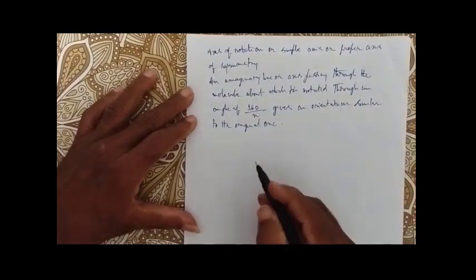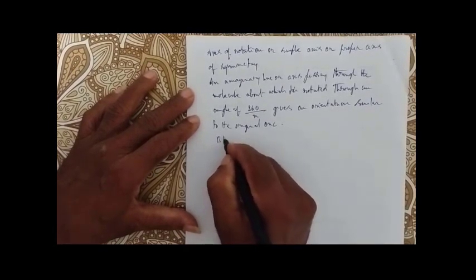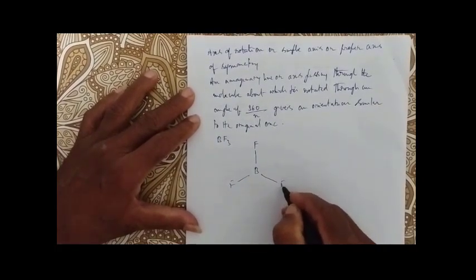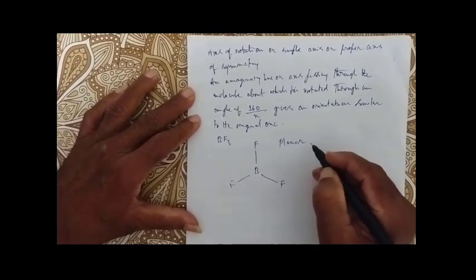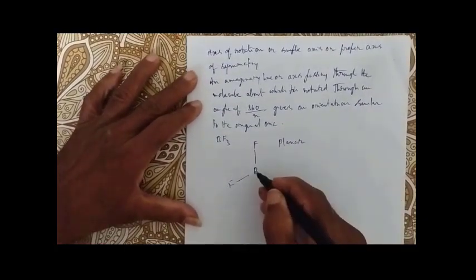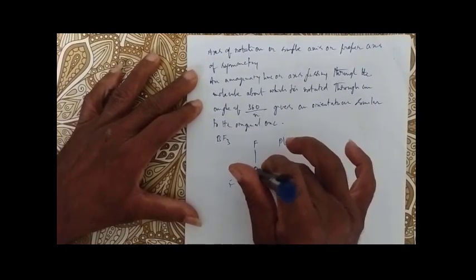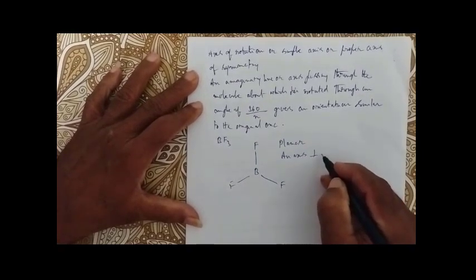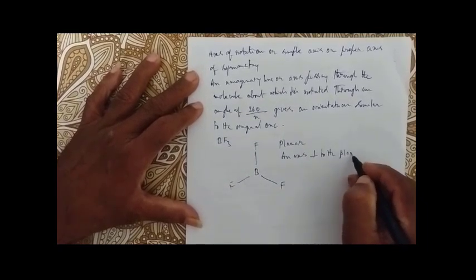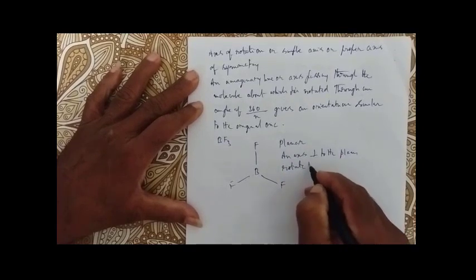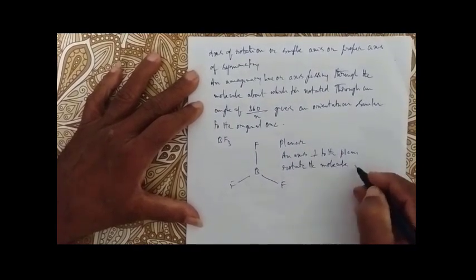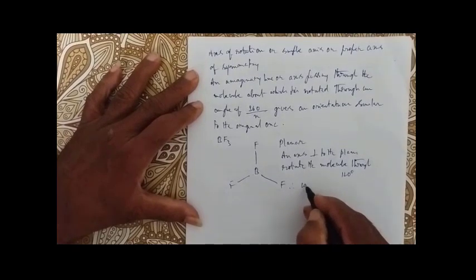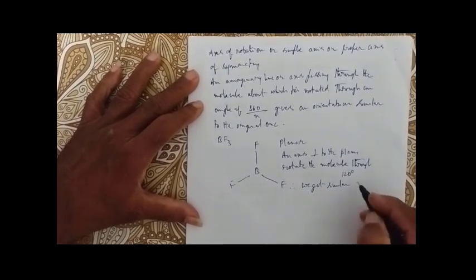Now let us try to understand this with an example. Boron trifluoride, BF3. BF3 is planar. The shape of the molecule is planar. Imagine an axis perpendicular to this plane. Now rotate the molecule through 120 degrees. Therefore we get a similar orientation.